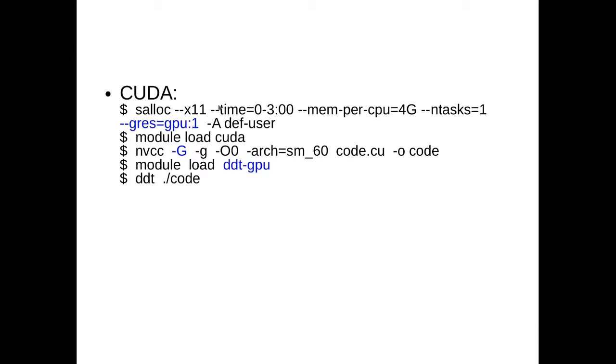An important point I haven't mentioned: salloc has a built-in time limit. You cannot have it larger than 3 hours. So here I put it to the maximum, 0 days, 3 hours, 0 minutes. I'll explain later what to do if your debugging requires longer runtime.